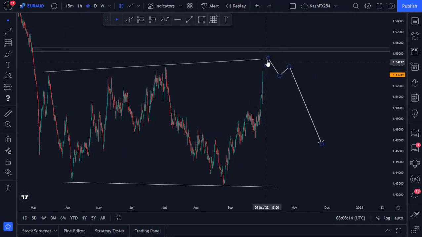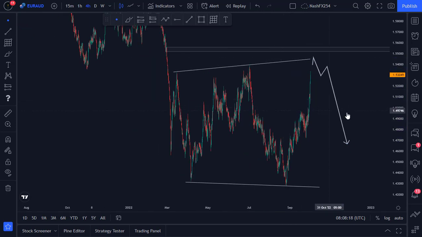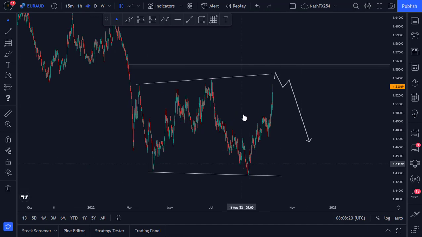It's approaching our very major area, and this one is going to be another good swing. So watch out on this one, guys. This one is going to be a nice one.